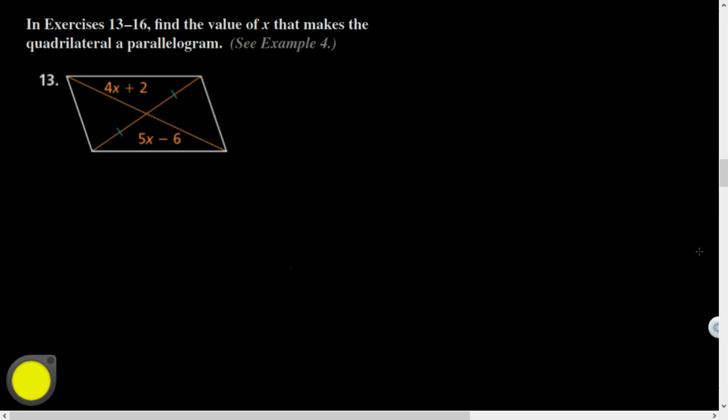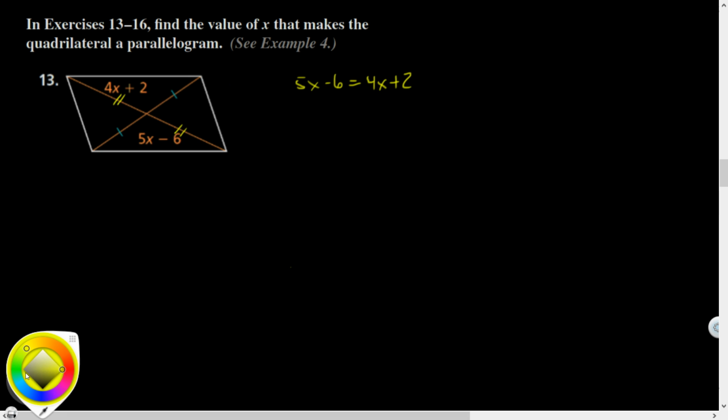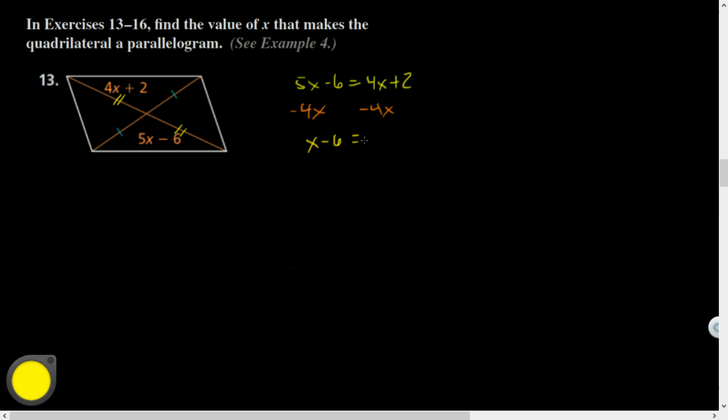Similar problem, different setup. Find the value of x that makes this a parallelogram. So the PDC, parallelogram diagonals converse, if these diagonals bisected each other, that would be amazing. And so 5x minus 6 would have to equal 4x plus 2. And you guys know the algebra. We're doing algebra. And add the 6 to both sides.